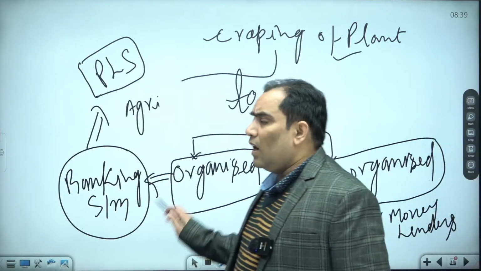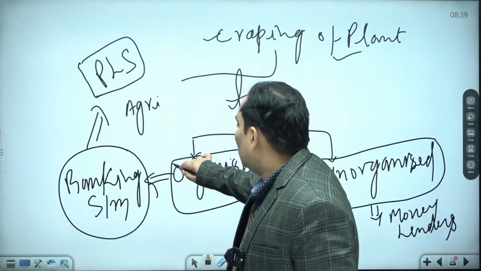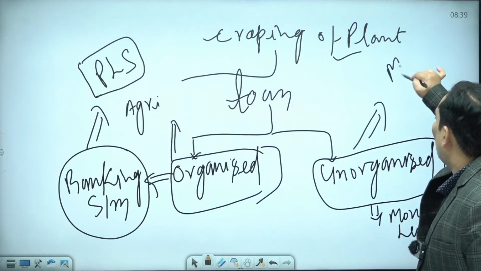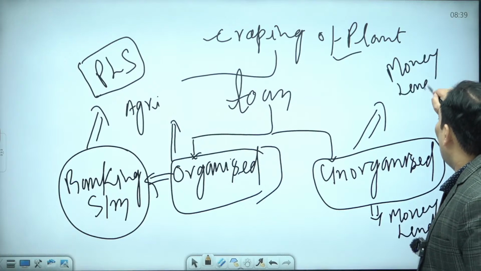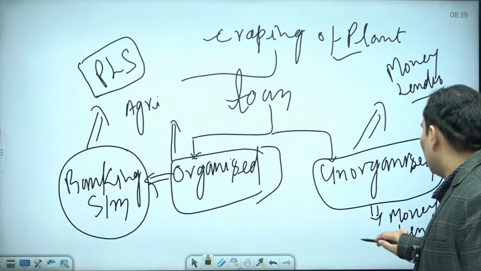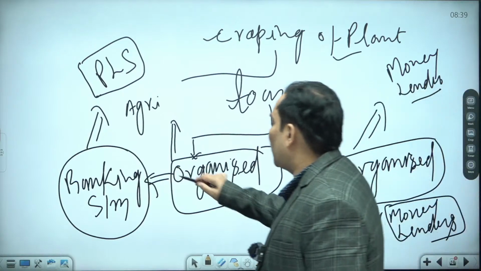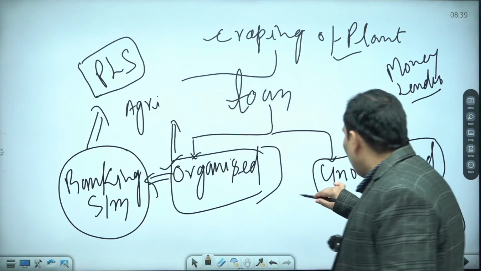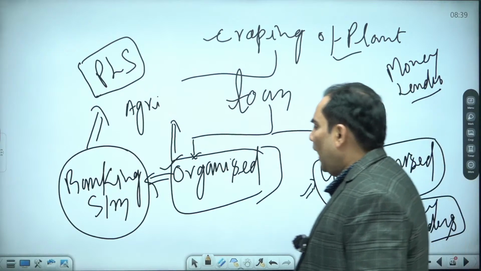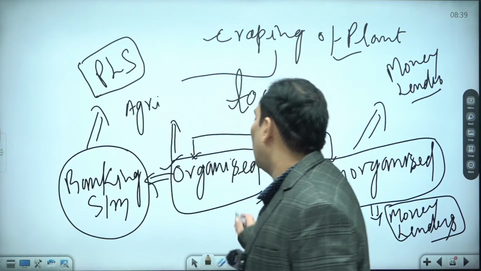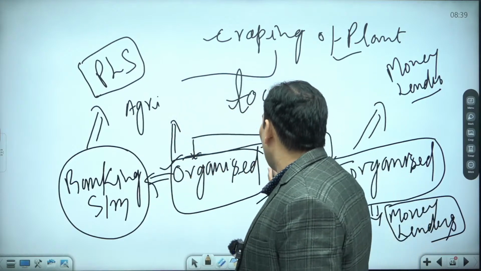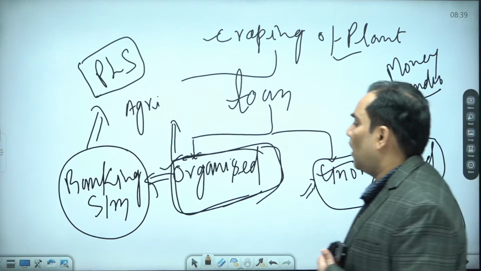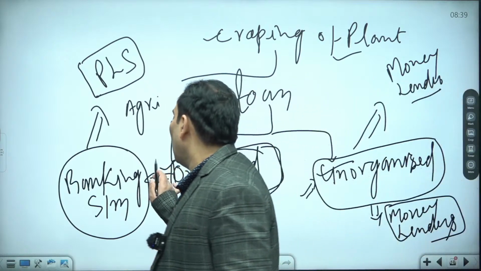But still the proportion is such that farmers are taking more loans from the unorganized sector, that is, the money lenders, rather than the organized sector. After independence, in the initial phase, there was only one source, the unorganized sector, and still the farmers are taking more loans from it. We will try to understand why they are not taking loans from the organized sector.